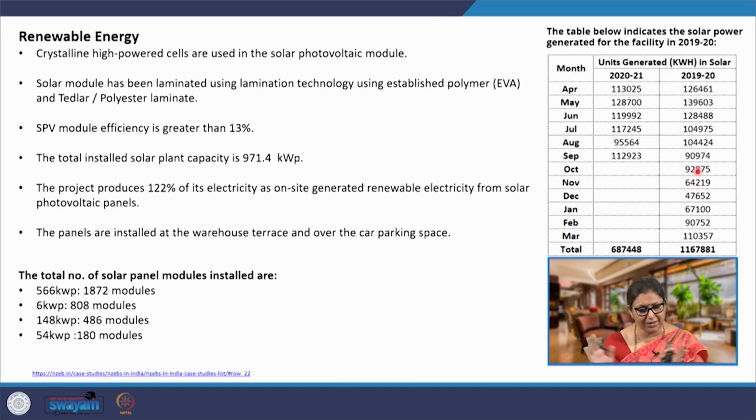and this is further resulting in lowering the energy consumption. Once the energy consumption has been reduced, the building has been designed and constructed as energy efficient. On top of that, they have used solar photovoltaic modules, crystalline high powered solar cells. Overall, the installed capacity is around 970 kilowatts.